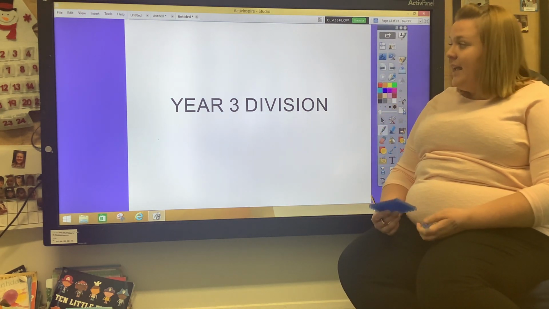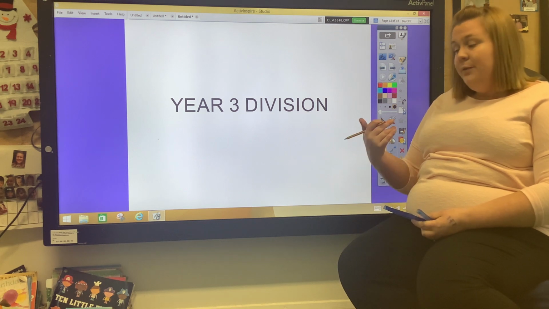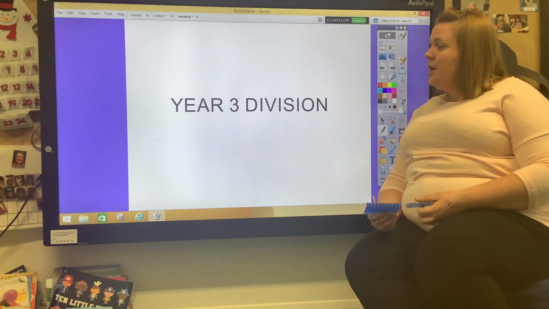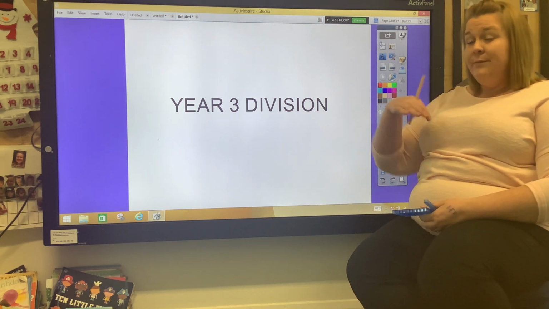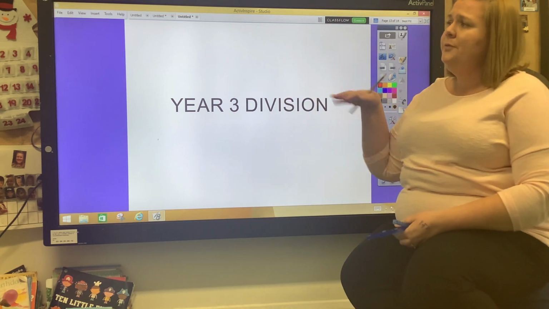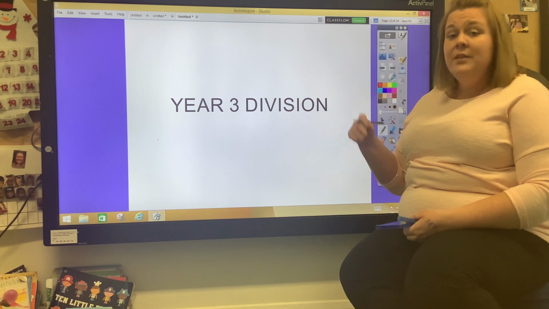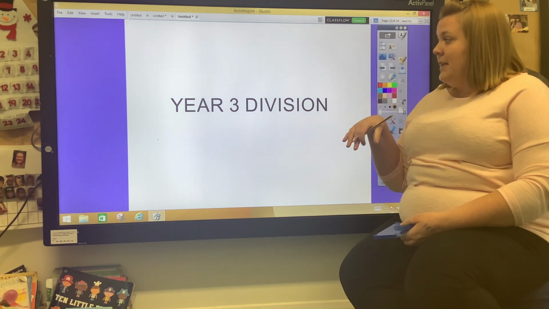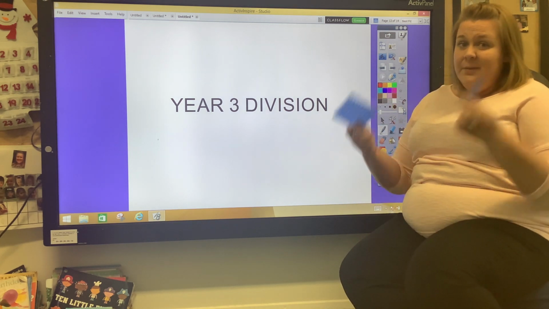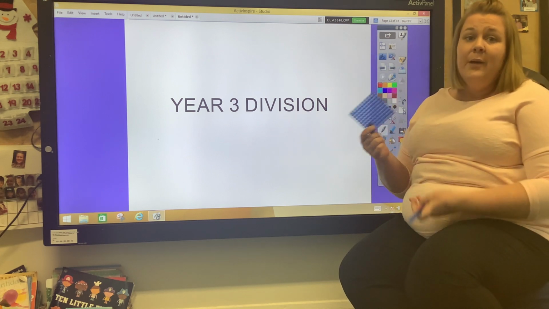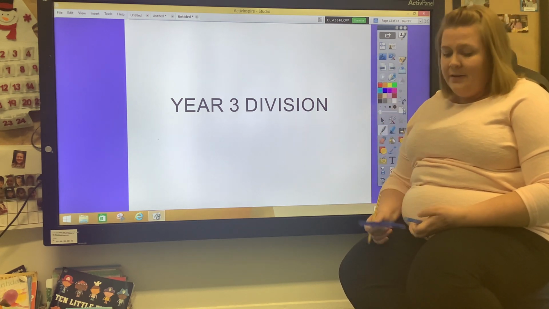Now, again, in year 3, we want the children moving away from number line methods that they use in year 2, and we're working towards eventually a more formal way of recording division. In year 3, though, in the very first stages, we're looking at using concrete resources, and we're looking at using pictures to work out division.